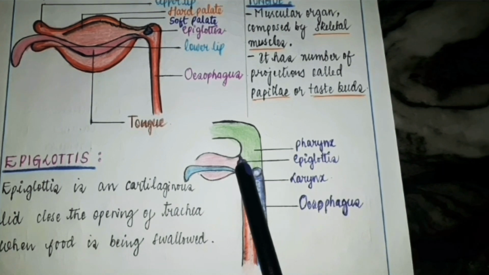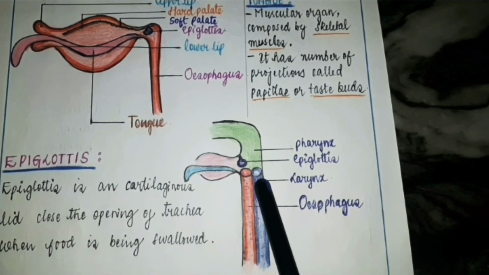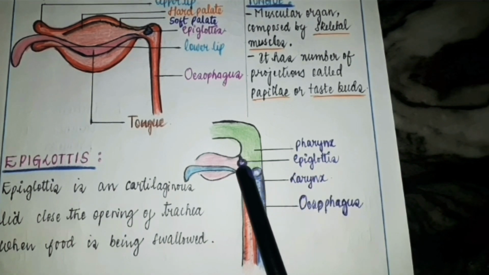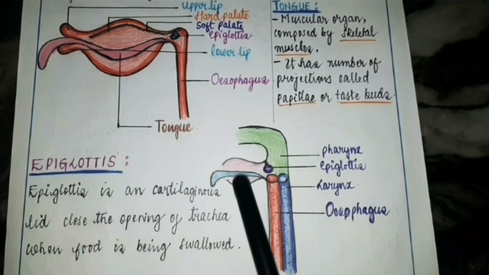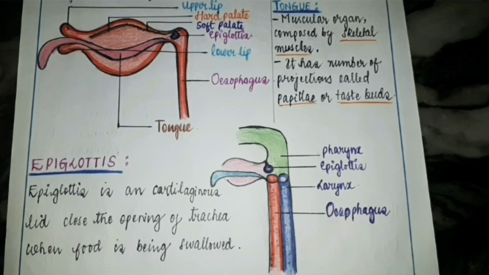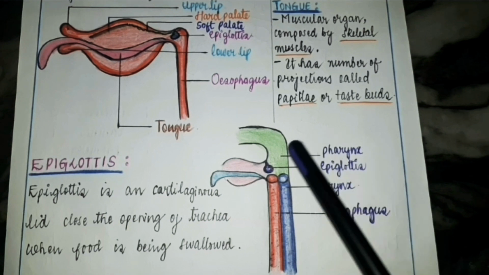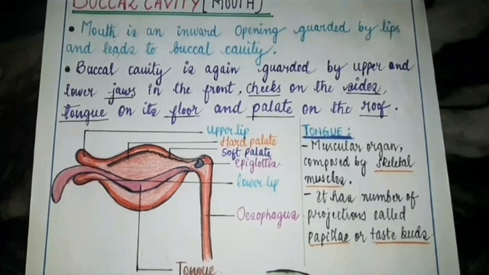This alternate closing and opening of the esophagus and larynx, that is the food pipe and the windpipe, makes sure that food enters through the esophagus and air enters through the larynx. That is why we have the epiglottis, right? So this epiglottis plays a very crucial role so that food can enter the esophagus, the stomach and the rest of the organs, and air can enter the larynx, that is the windpipe, and enter the lungs for respiration. Okay, so this is all about the buccal cavity.